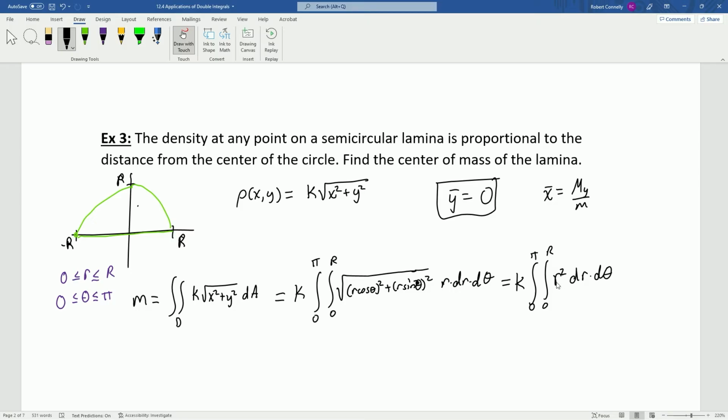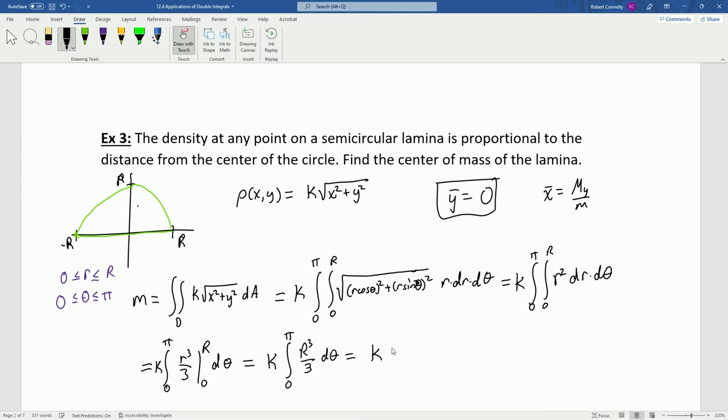So this becomes this integral, r squared dr d theta, which is pretty straightforward to integrate. So we get k times the integral from 0 to pi of r cubed over 3, evaluated from 0 to cap R, d theta. Evaluate this at the endpoints here, we get cap R cubed over 3 minus 0 d theta.